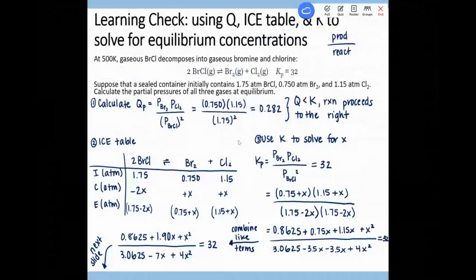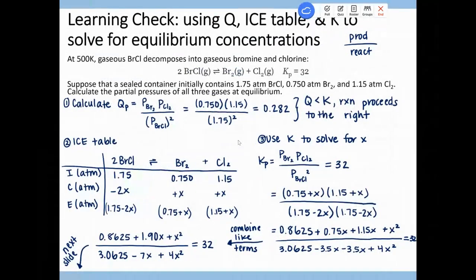Okay, so this question, we are provided a gaseous equilibrium reaction. We are provided initial concentrations, and we're asked to calculate equilibrium concentrations. So we first calculate Q to determine which direction the reaction will proceed. We use that to set up the ICE table. We calculated Q to be less than K, which means the reaction will proceed to the right.